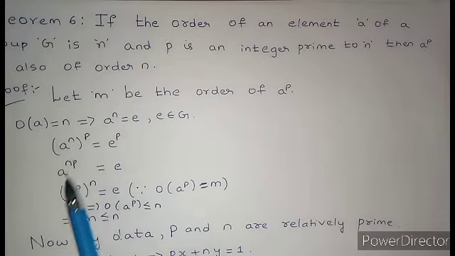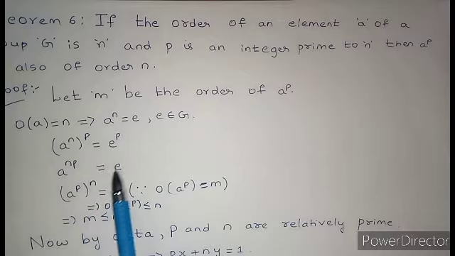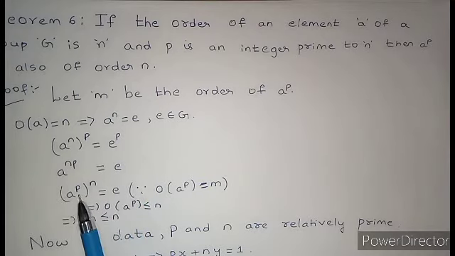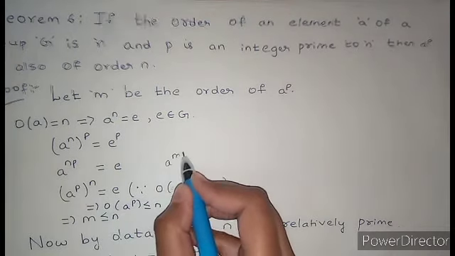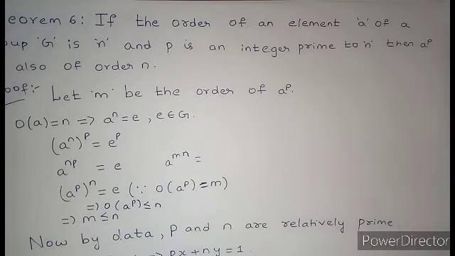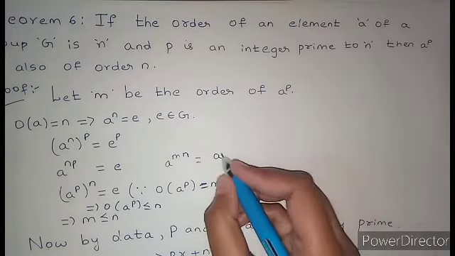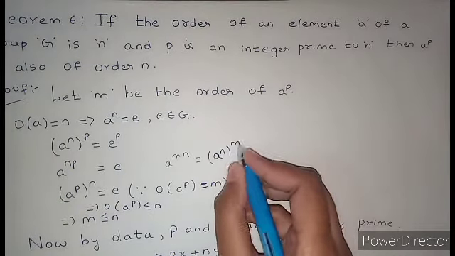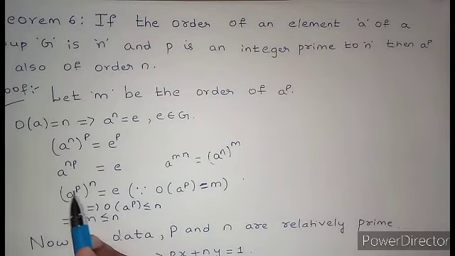We can combine it, right? a^(np) = e^p = e. Okay, e to the power of anything is e. Next, reverse it. Here a^(mn), I am just taking n inside and m outside. Likewise, (a^p)^n = e. Okay.